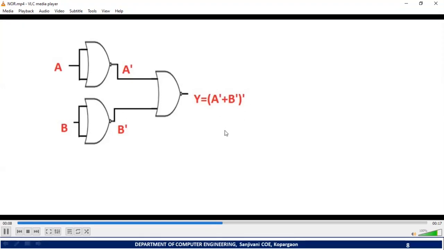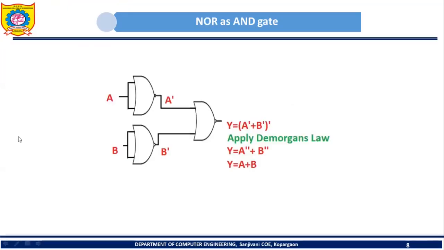Right, now here we can apply which law? Yes, we can apply De Morgan's law. If we apply De Morgan's law, we will get the expression A double prime AND B double prime. Y is equal to A double prime and B double prime. Again, Boolean algebra says A double prime is equivalent to A. So A dot B, that is A and B. In this way, by using these three NOR gates, it is possible for us to perform AND operation. See, this is the diagram for performing AND operation using NOR gate.